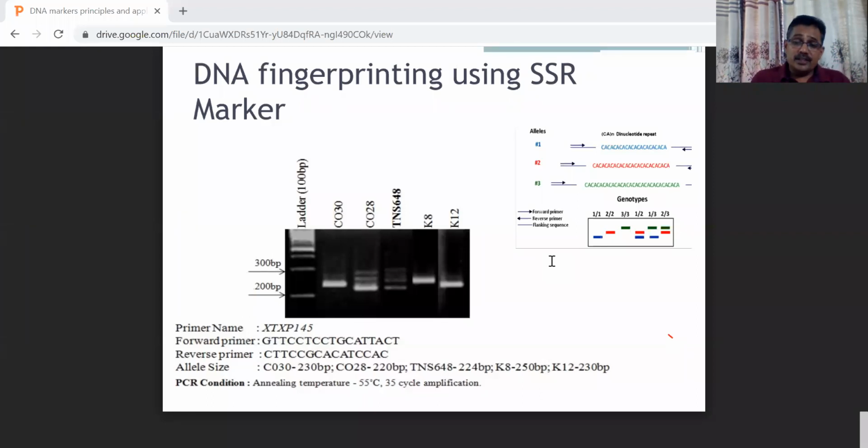But the next stage is, if you want to develop more and more markers, saturate the map and construct a very high density map, people are now going for SNP based markers. We'll have a discussion on SNP markers in later classes. SSR is not only used for fingerprinting, it is also used for construction of linkage maps. Linkage maps can be constructed by first studying polymorphism between parents and screening the population, and you can use this marker data for constructing the linkage map. Many of the linkage maps constructed so far still use SSR markers.